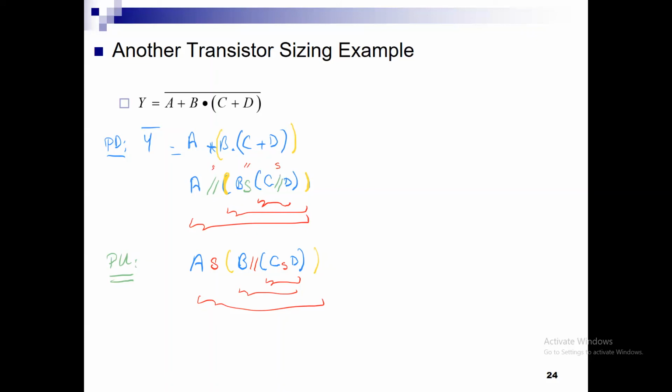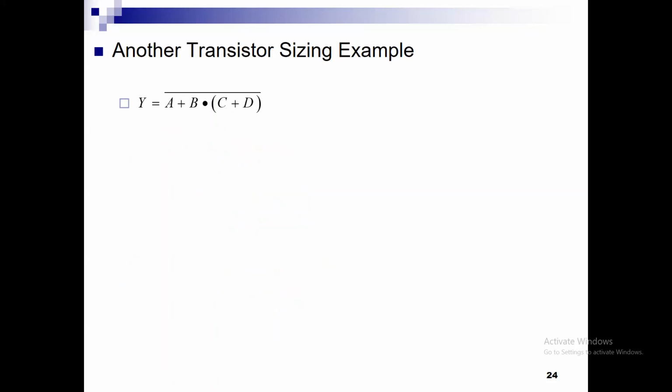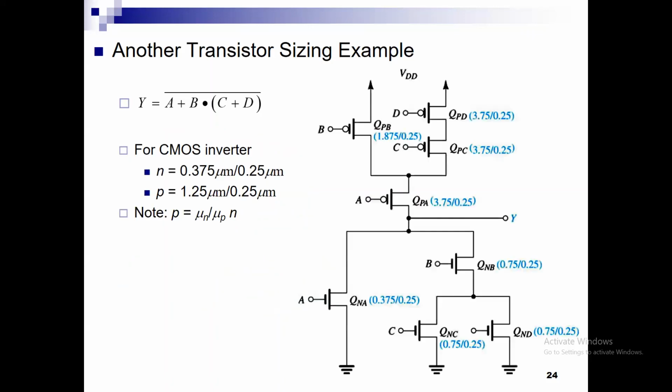Okay, so let me now clear this and let us see what the circuit looks like. So this is how the circuit looks like. I have B in series with C or D, and then I have it in parallel with A in the pull down.